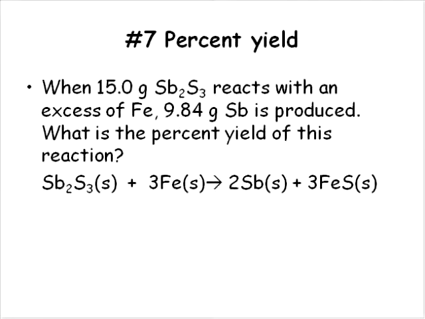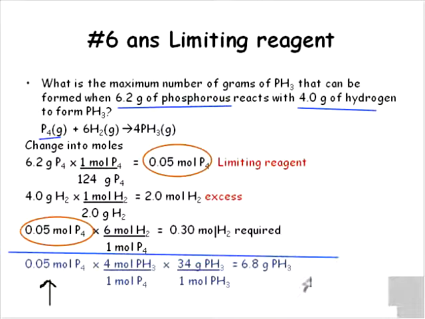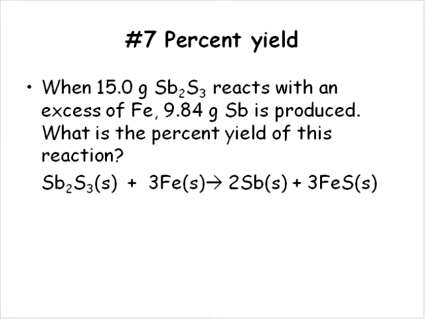The last example we have is percent yield. We can consider this the theoretical yield. If I use up all this, I should produce this. Now percent yield: when we have 15 grams of Sb2S3 react with an excess of iron, we get 9.84 grams of antimony produced. We have excess iron, so we don't have to determine how much we need because we weren't given a value there.